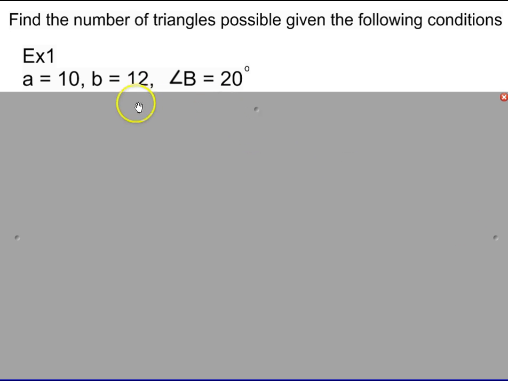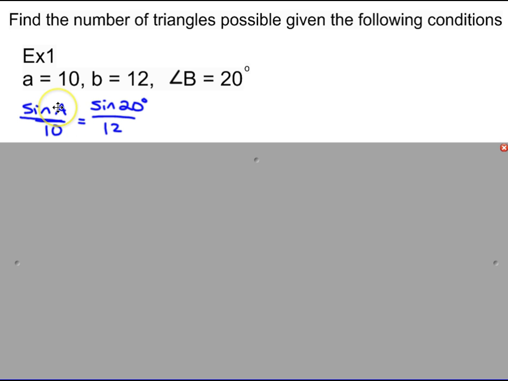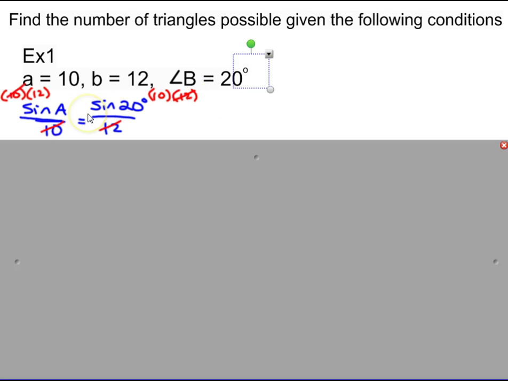Okay? So I'd like you to set up a law of sines proportion for side A, side B, and angle B. Okay, so hopefully you set up something like this. Sine A, the angle that's unknown, over 10, equals sine of 20 degrees over 12. We need to solve this proportion. Okay, so we multiply both sides by the LCD, the 10 and the 12. At this point, we divide out the 10, we divide out the 12. And now I multiply what's left.